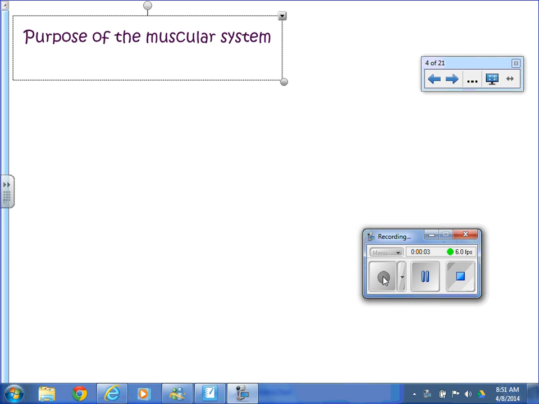This week we are studying the muscular system. So what are some of the purposes of the muscular system? It's pretty easy, a little simpler than the other systems we've done. Purposes of the muscular system? Yeah. Like I said, pretty easy.